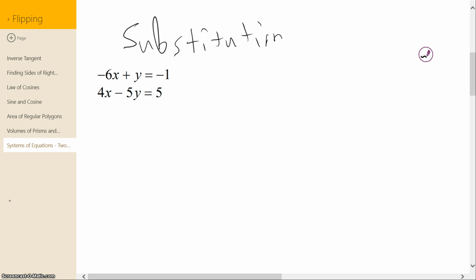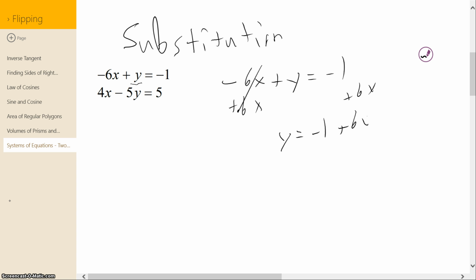So I see I've got just negative 6x plus y. Hey, this turns out great, because check this out. Negative 6x plus y equals negative 1. I'll add 6x to both sides. These cancel, so I have y equals negative 1 plus 6x. Brilliant. Fantastic. Because I'm going to use this in the other equation, which I have not touched yet.